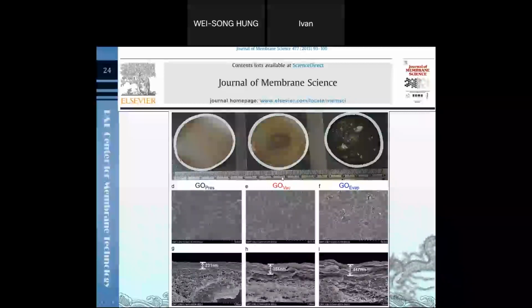From the cross-section, we can find that the graphene oxide layer is dense and thin. And if we compare it to the evaporation method, the membrane surface coverage is worse. The graphene layer structure is loose and thick.